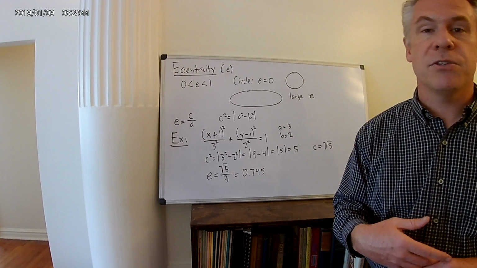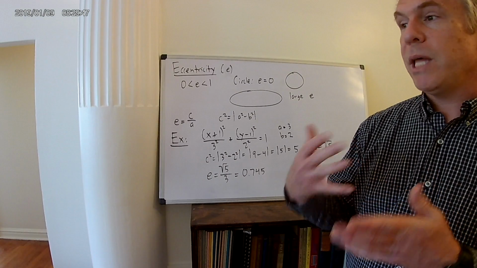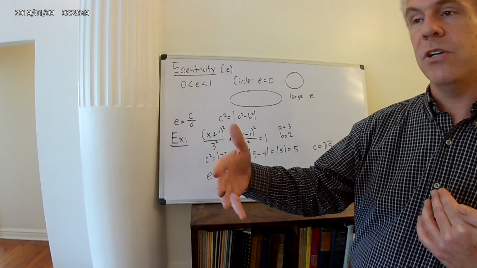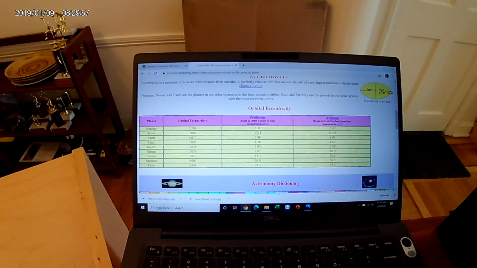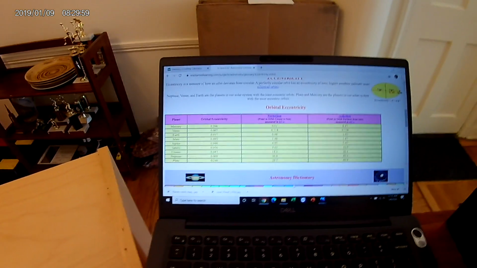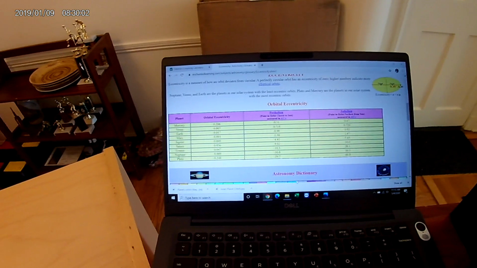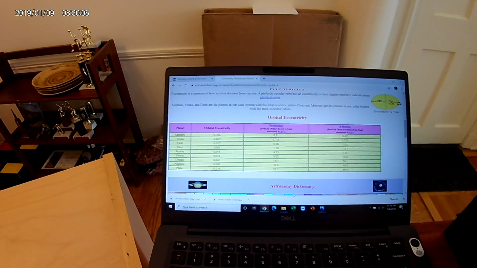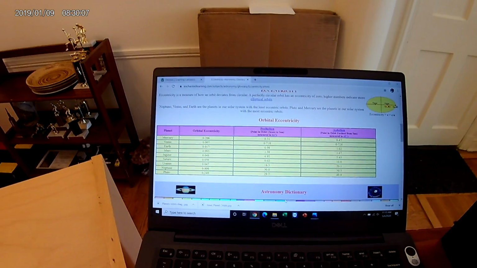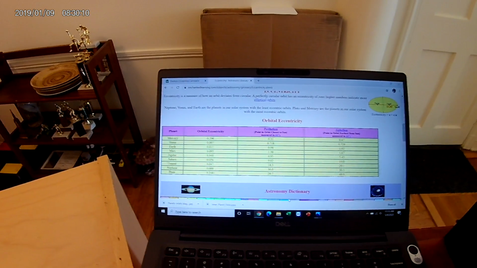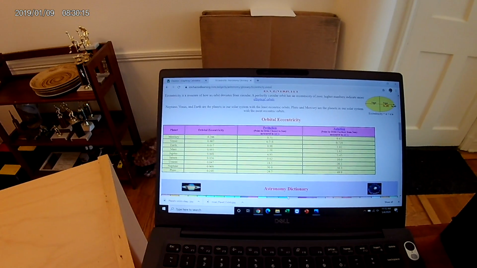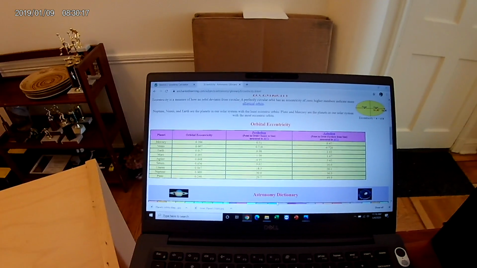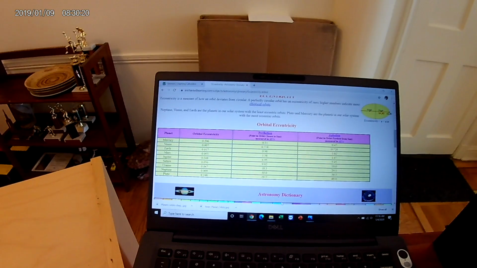And the planets have various eccentricities. Some planetary orbits are more stretched out, or more eccentric, and some are less eccentric. I wanted to show you guys a table of the eccentricities of the planets. You can see the orbital eccentricity on the left there. For instance, Venus has an orbital eccentricity of 0.007. That means Venus is very close to having a circular orbit. Mercury and Pluto have higher eccentricities, 0.206 and 0.248, so they have more eccentric orbits.